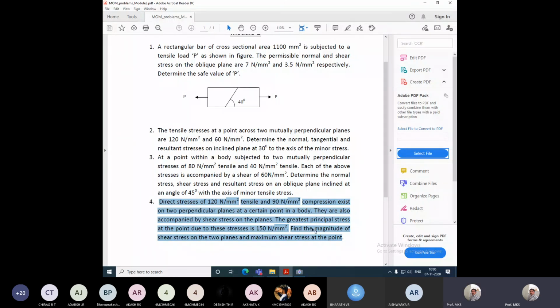So I think you have noted the problem. You have noted down that before starting, you should see the type of stress. If it is tensile, it will be positive. If it is compressive, it will be in the reverse direction, it will be negative. Okay.